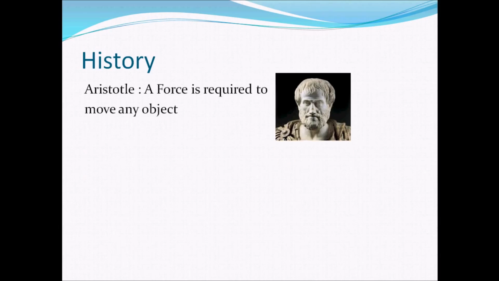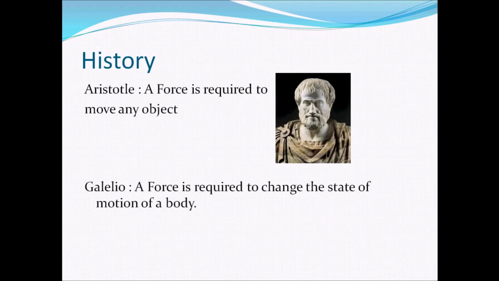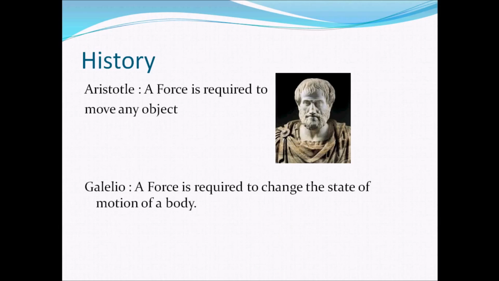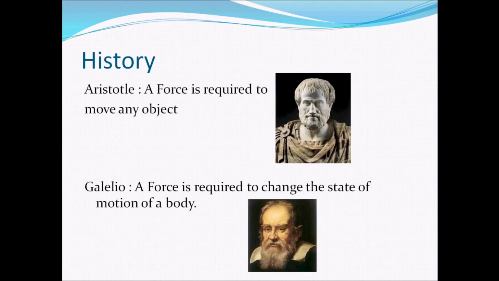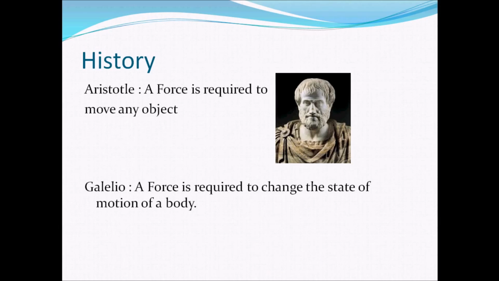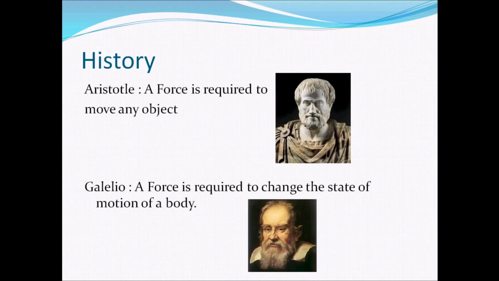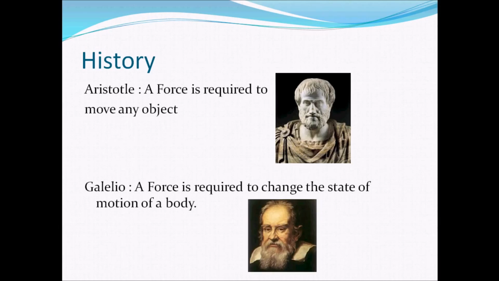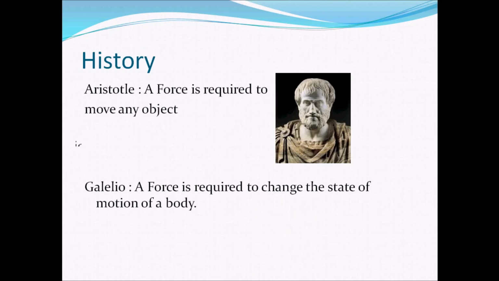Galileo came 1500 years after that, and he postulated a very different statement. He said that a force is required to change the state of motion of a body. He did not say that the natural state of motion of a body is rest. In fact, he claimed that the natural state of motion of a body is to be either at rest or in motion, whatever the state it was before. So Galileo postulated a term called inertia, and he said inertia is the property of a body by which it wants to maintain its state of motion.